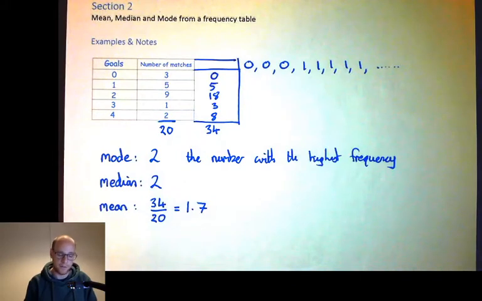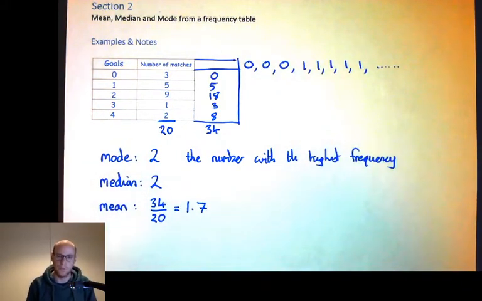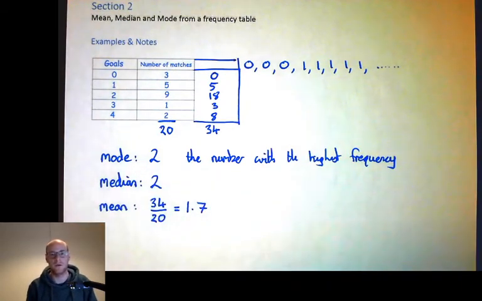So that means that on average, using the mean, there were 1.7 goals per match. On average, using the median, there was 2 goals per match. And on average, using the mode, there was 2 goals per match. So you can see it depends on which average you use, but we are getting a similar number each time.